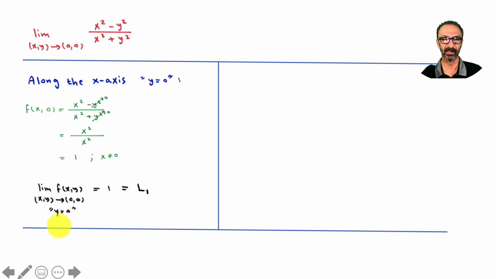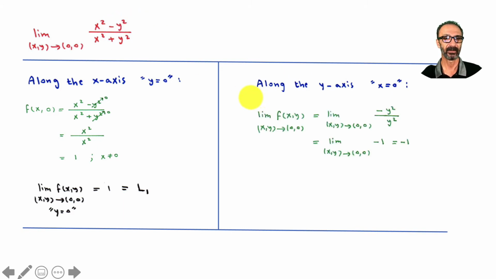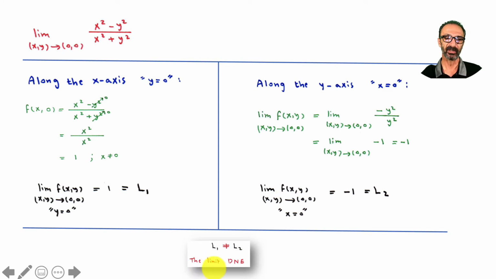Along the x-axis, or along y equals 0. Let's go along the y-axis. That means x is 0. Well, in this case, if these cancel because x is 0, the negative stays, which means your reduced simplified function is -1, and the limit is -1. So L1 and L2 are not the same, which means the limit does not exist.